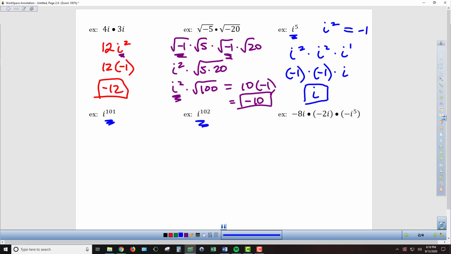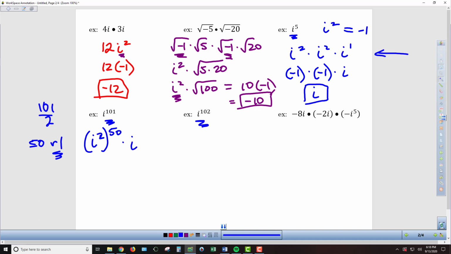If we take i to the 101st, writing it out as we did here would take a while, so we need a shortcut. My advice is to take the exponent and divide it by 2. So 101 divided by 2 is going to be 50 with a remainder of 1. That means I'm going to have 50 i squareds. If I think of my exponent rules, power to a power, I multiply, so that would be 100 i's right there, i to the 100th, but I need 101, so I've got one extra i left over. That's my remainder.